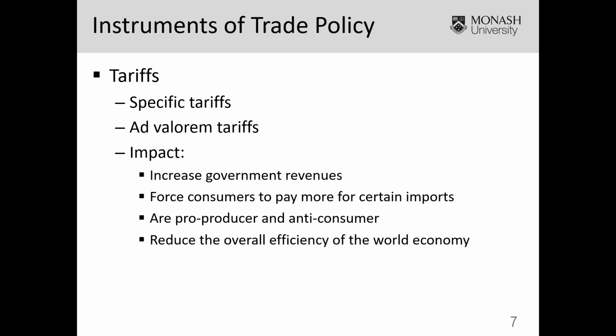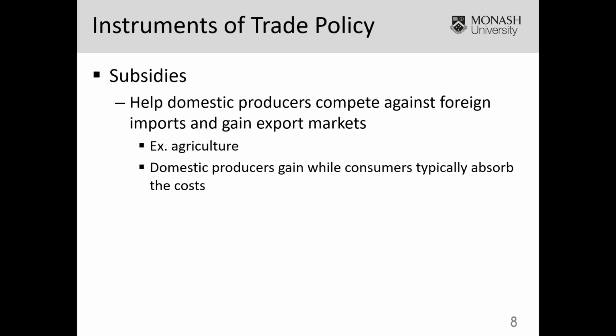And that consumer can be an industrial consumer, or it can be a retail consumer, just a normal customer like you or me. And therefore, tariffs reduce the overall efficiency of the world economy. The second instrument is subsidies. Now, subsidies are about providing support for an industry.